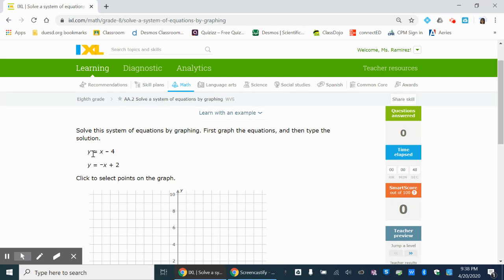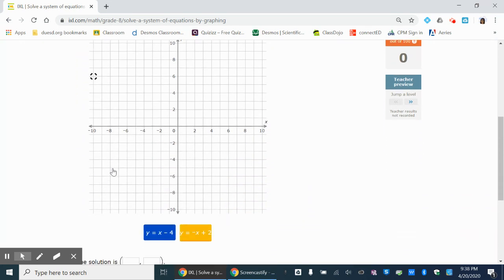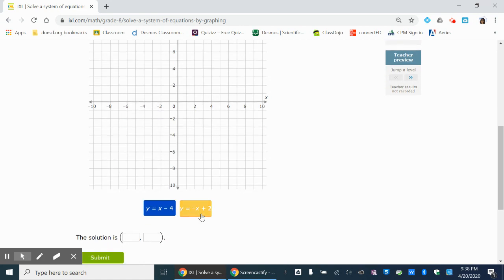So the first equation is y equals x minus 4. The second equation is y equals negative x plus 2. So click to select points on the graph. So if I scroll down, you'll see that IXL actually does two different colors for the two equations. So we have blue for the first equation and orange for the second equation. So we're going to have to click on whichever equation we are graphing.